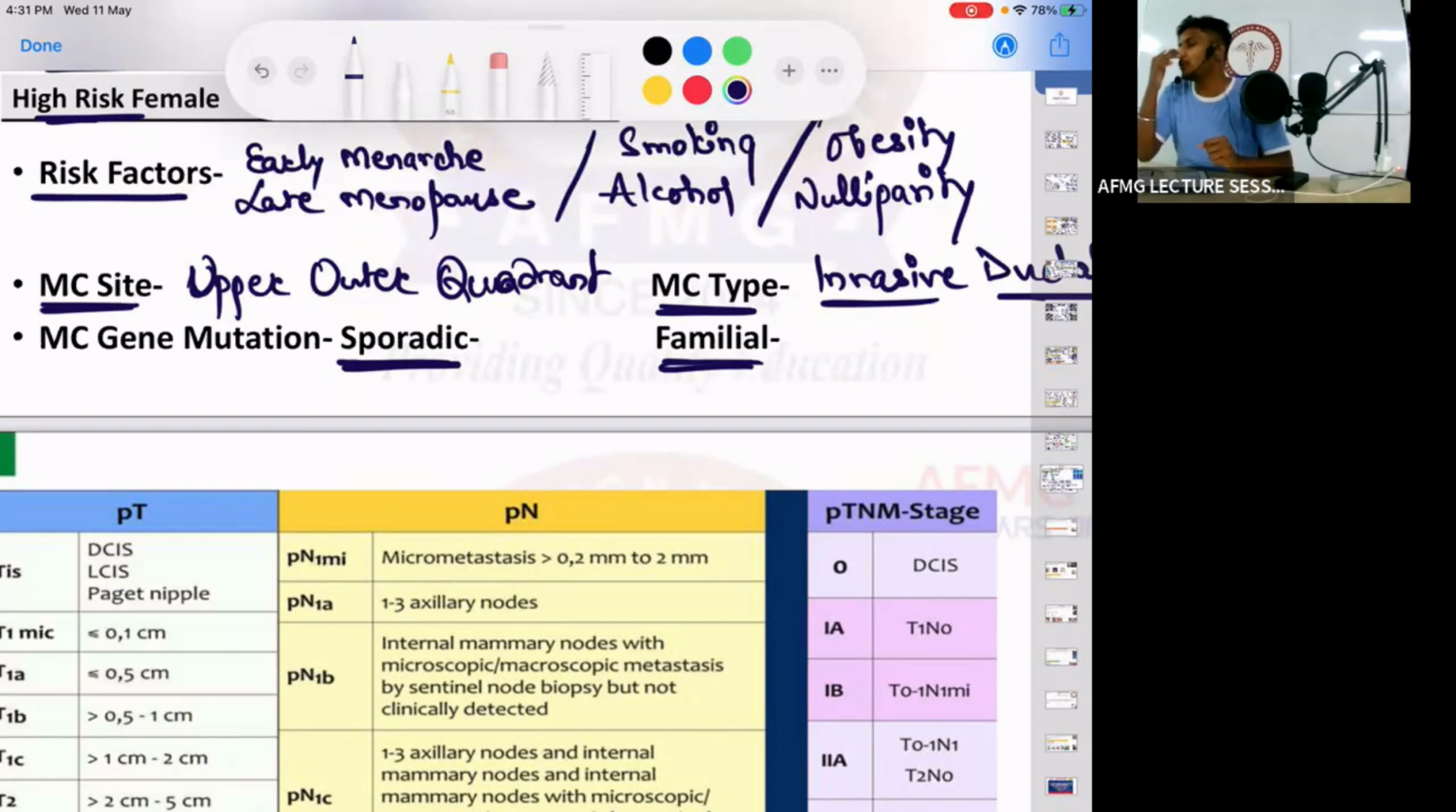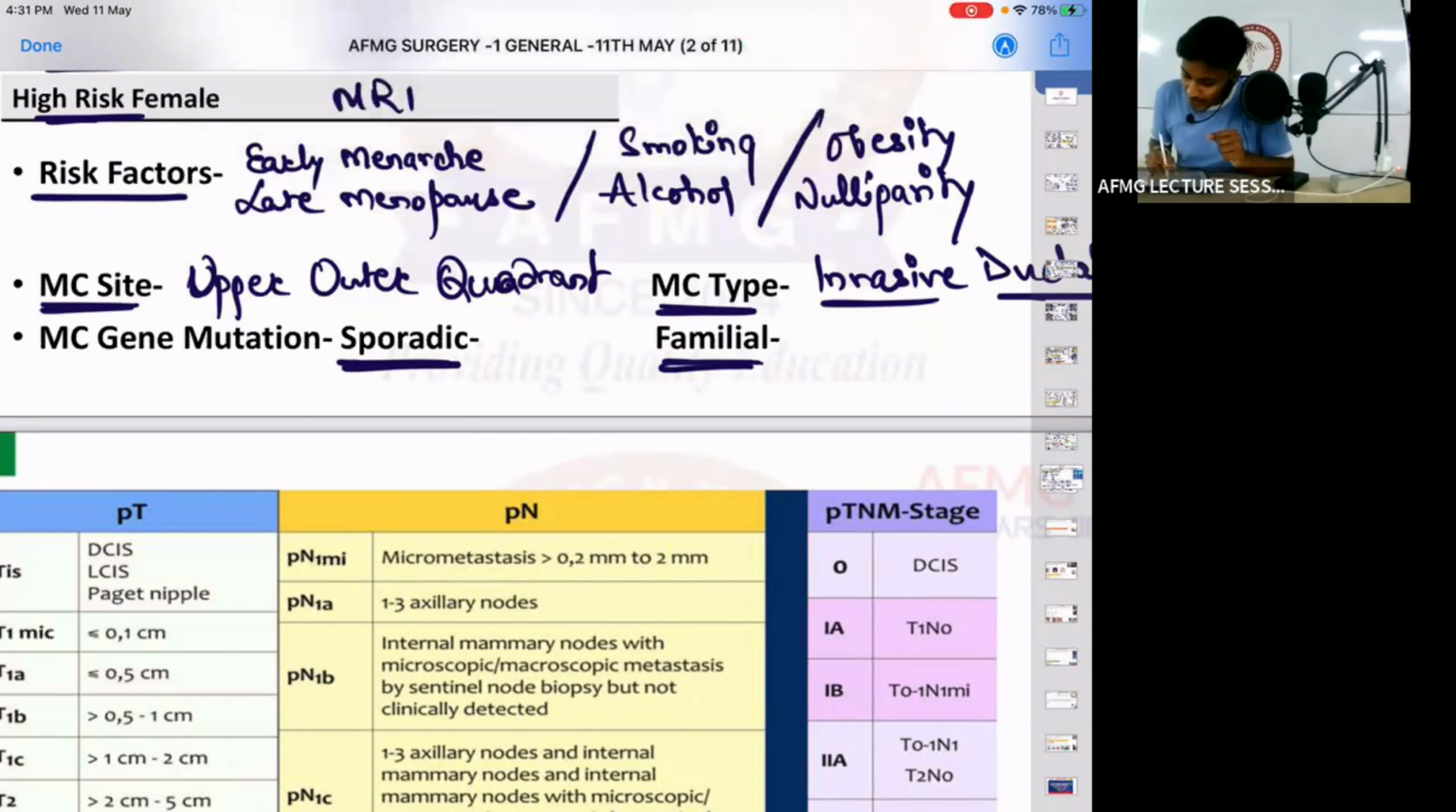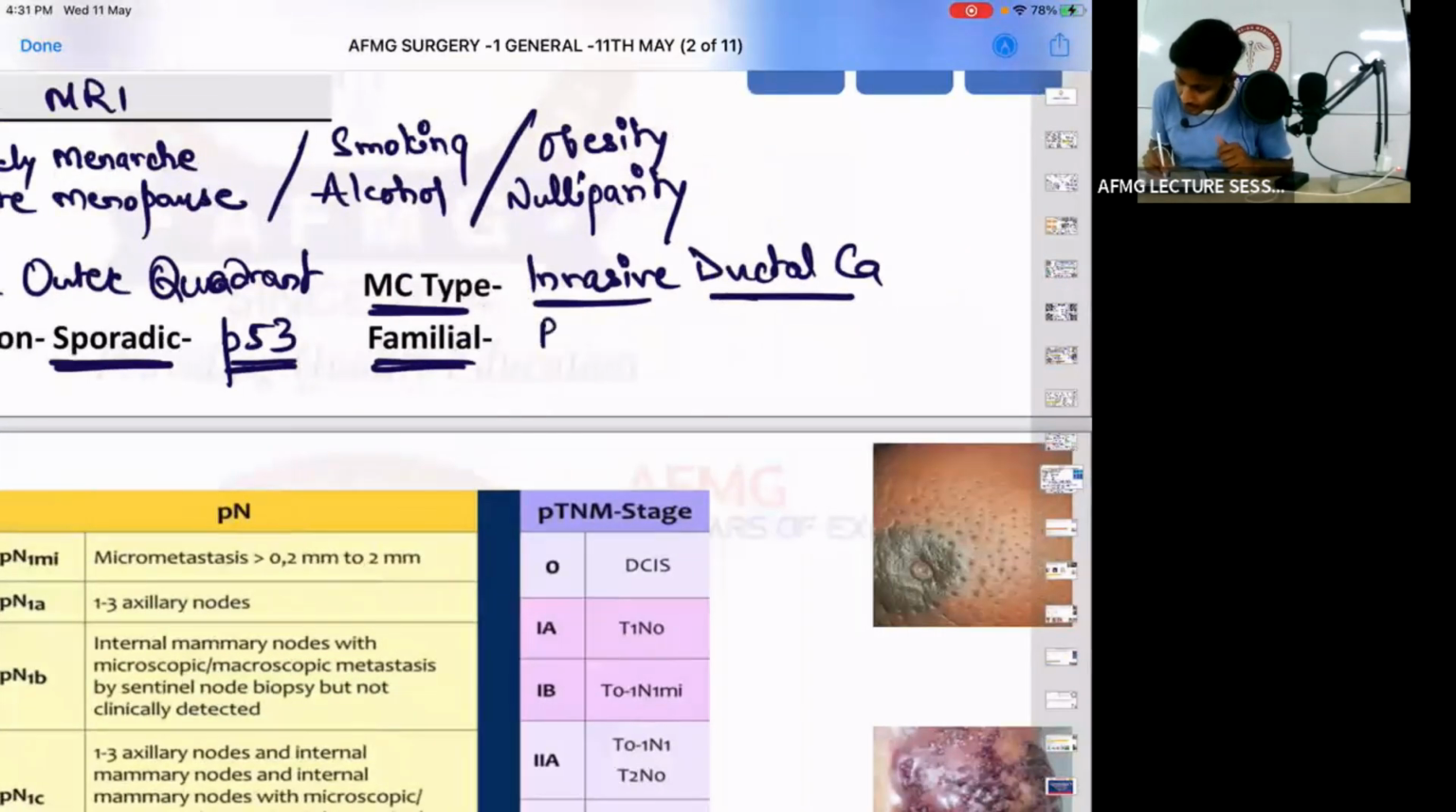In sporadic, which gene mutation is seen? Sporadic, you can see P53, the most common gene implicated in all malignancies of the body. Familial, you can see BRCA1 and BRCA2.